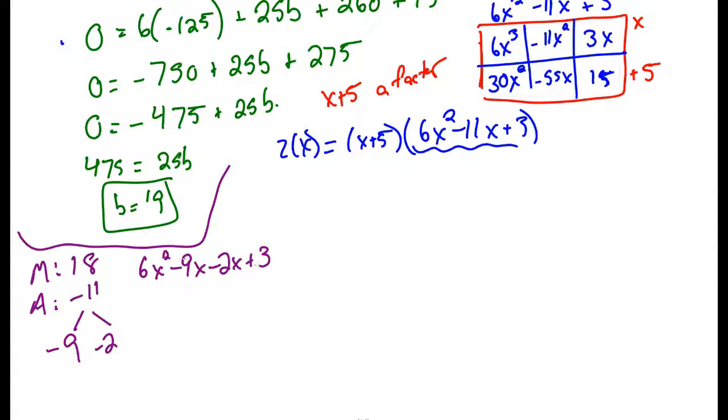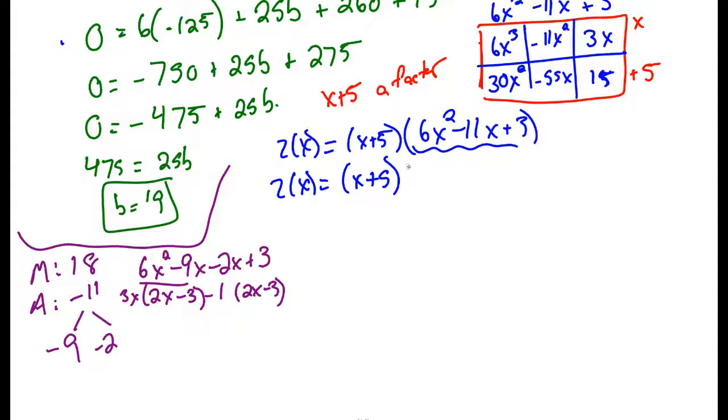Now I group it because it's 4 terms. Factor out a 3x from the first two and get 2x minus 3. I need a 2x minus 3, so I'm going to have to factor out a negative 1. So z of x is x plus 5 times 2x minus 3 was my GCF down there. Notice that I only have one of them. It's not squared. I just have one factor of that because that's my GCF times 3x minus 1.